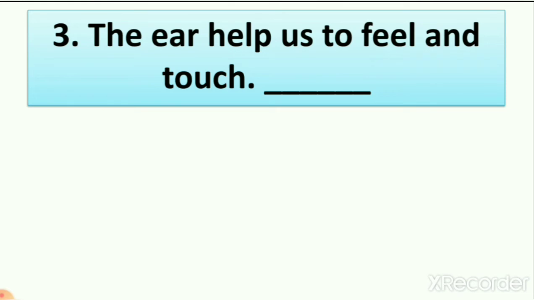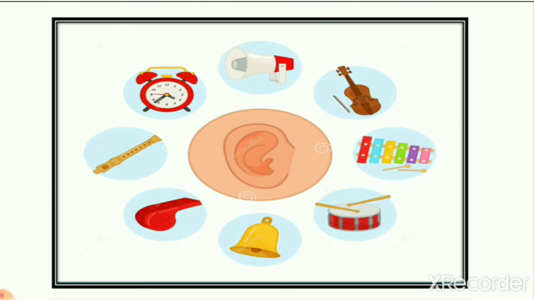Number three, the ear helps us to feel and touch. Now, when we learn about sense organs, we learn about senses also, that we have five senses, right? Which are they? Sense of smell, sense of hearing, sense of sight, it means you can see things, sense of taste, and sense of touch. So, when we learn about ears, we learn that we can hear things with the help of our ear. So, we can hear an alarm clock, we can hear a mic, drum, voice of different persons, voice of train, voice of plane, right? So, it means we can feel the voice around us with the help of our ears.